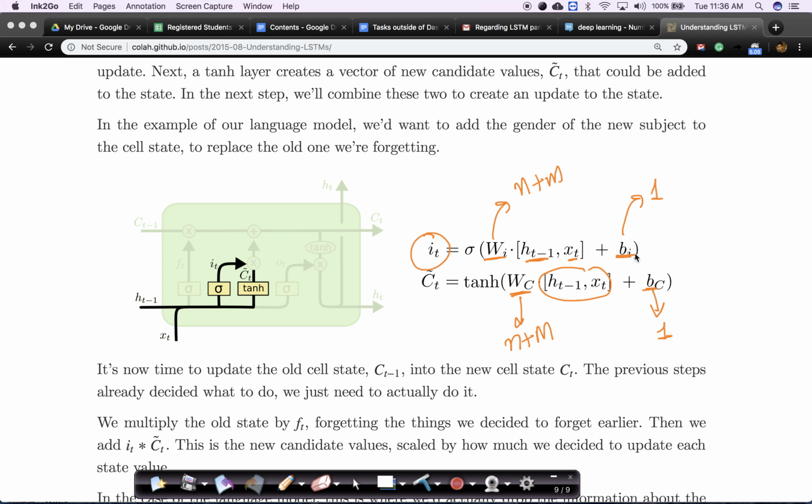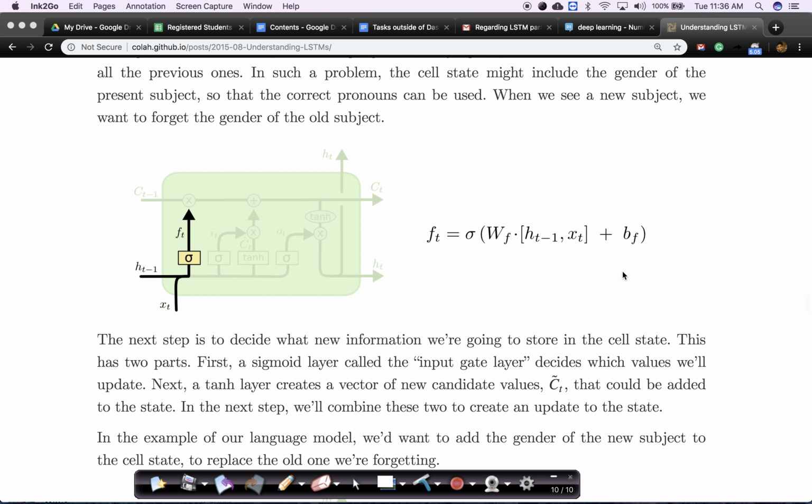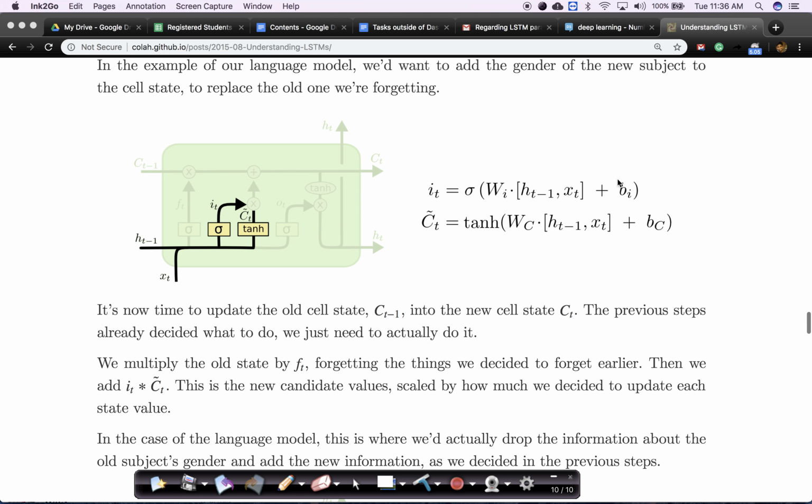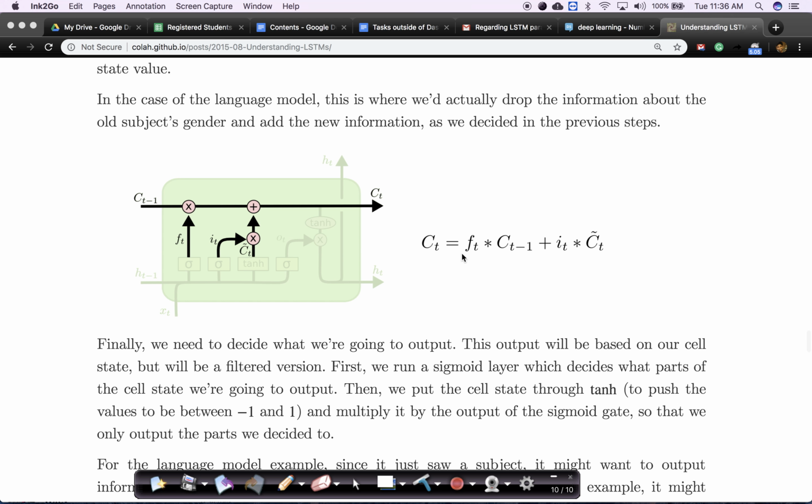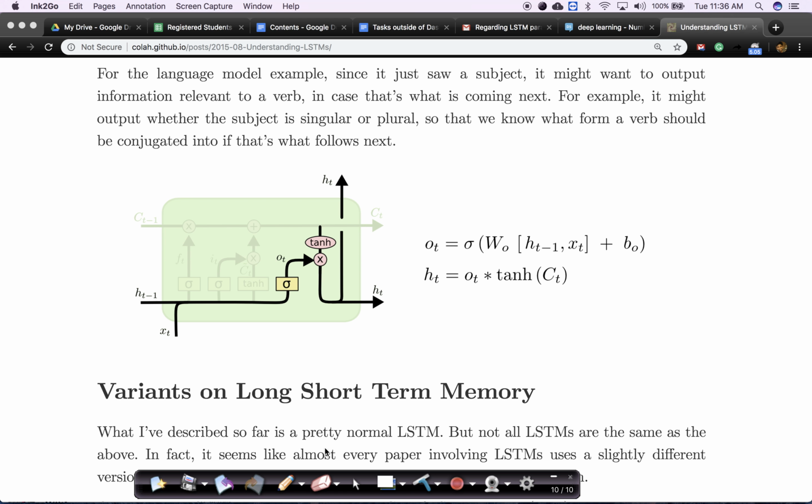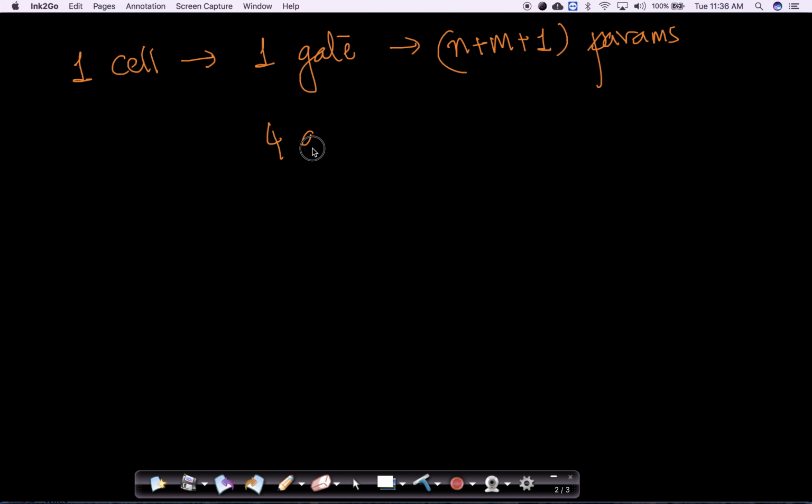So your Wi and Bi also have n plus m plus 1 parameters, and this also has n plus m plus 1. We have seen 3 gates till now. The first gate has n plus m plus 1, then the second gate, the third gate. Again, this final gate is basically just an operation on top of existing values, and then you have your final value. This again has your W0 and B0. Again, this is n plus m and this is 1. So in total, we have 4 gates. We have seen this.